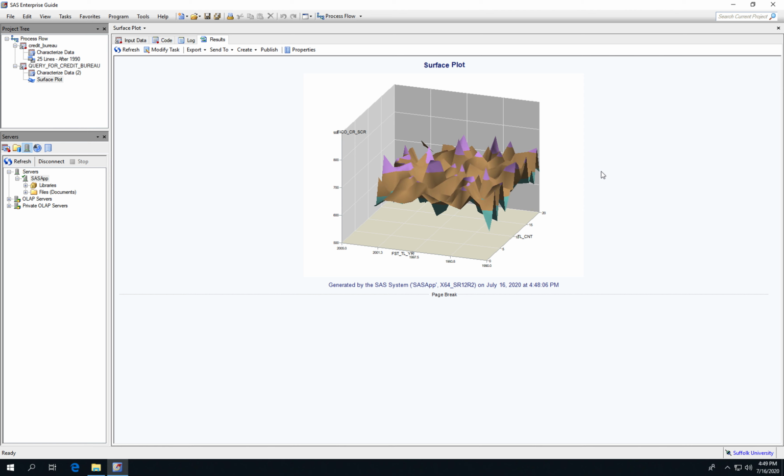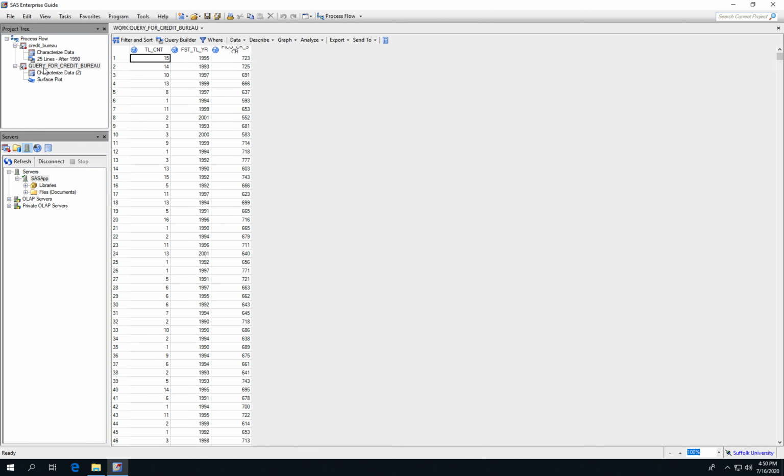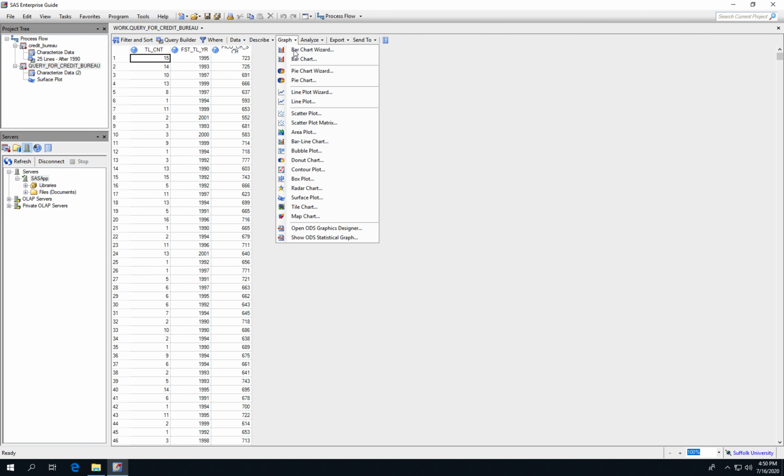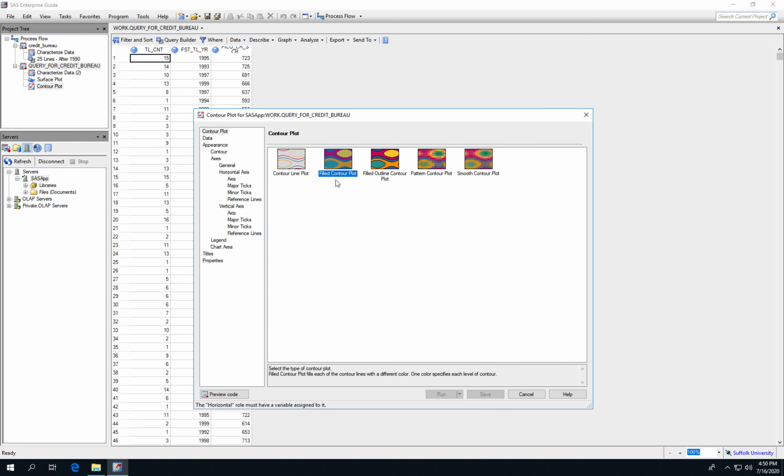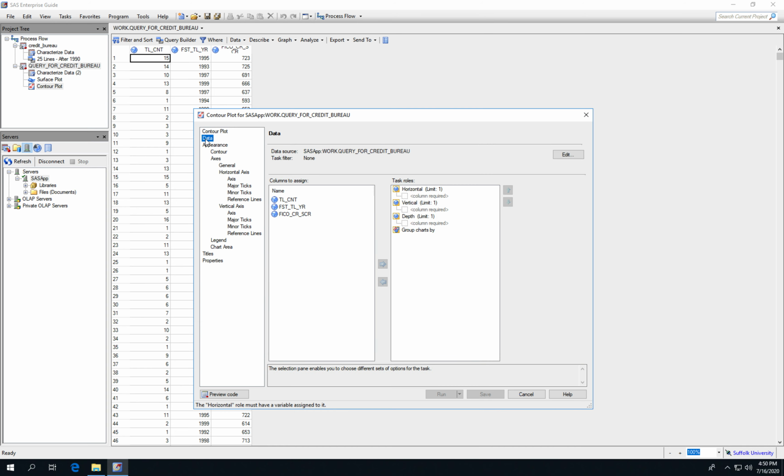So this might be where it would be better to look at a bird's eye view of my data versus the surface plot. So I can go back to the subset of data that I created and filtered out, and I'll create a contour plot instead. I'm going to fill it out in data.